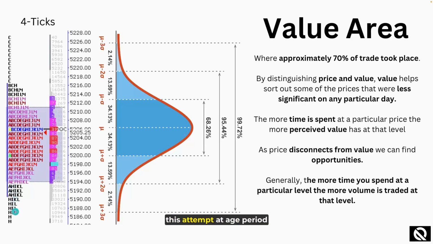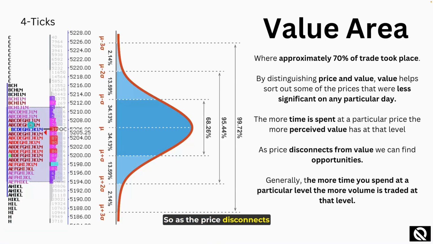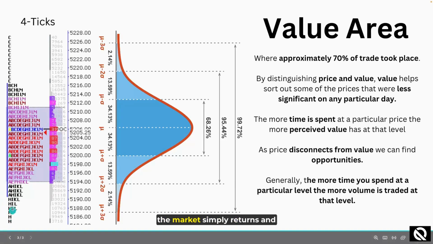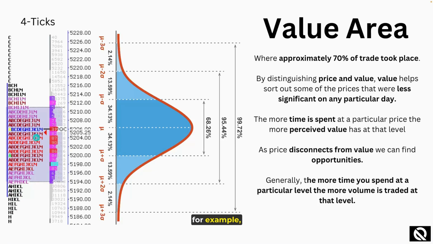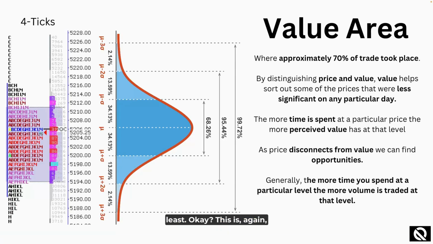For example, with this attempt at H period right here, the value area was up here. So as the price disconnects from value, which is right here, where buyers and sellers agreed for two-way trading to trade the significant price right here, the market simply returns and retests this POC. So for example, if down here is good support and it's low volume as well, then the odds are good that we will look to retest the POC at least.